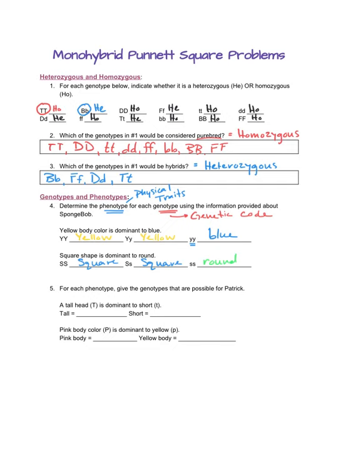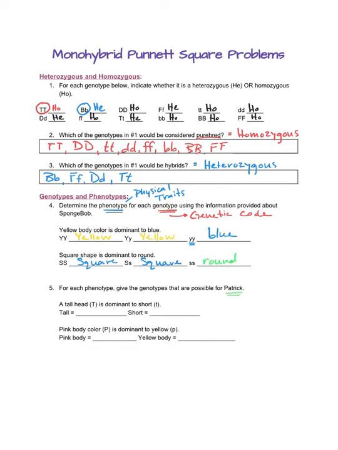Number 5 says for each phenotype, give the genotypes that are possible for Patrick. So we're talking about Patrick the starfish here, in case anyone was wondering. It says a tall head, capital T, is dominant to a short head. So if in starfish a tall head exists, it can be coded for by two different things. It can be coded for by capital T, capital T, or capital T, small t. So one or the other. If it is short, then it's going to be coded for by small t, small t, and that's the only option.